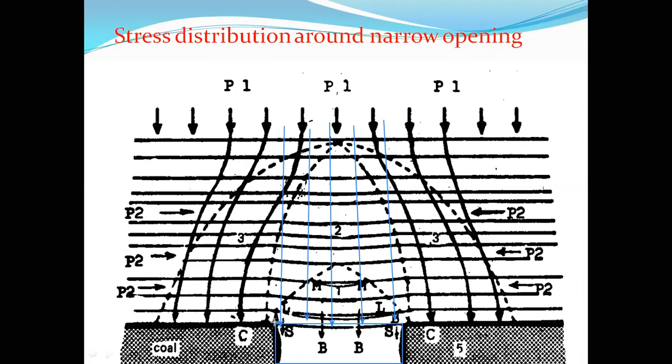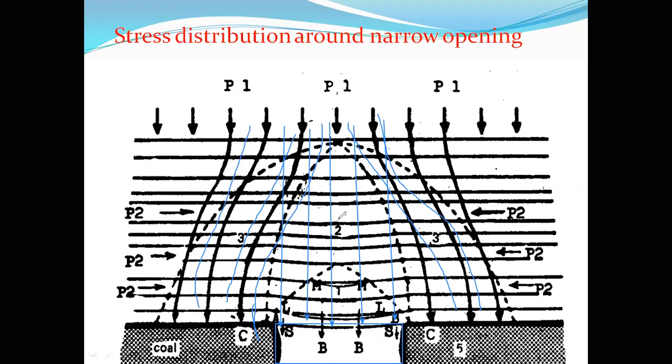Now what happened? The moment you made this excavation or narrow opening, the vertical forces which were acting vertically downwards, like P1, get redistributed in the form of a curved path. That's what exactly it is. They got redistributed. This is how it is. But is the complete force going to be redistributed?